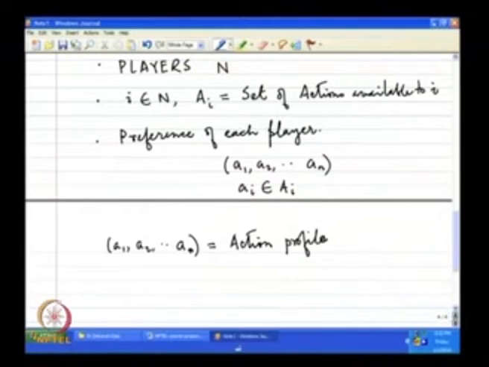Now, what we need to know is how the players are ranking these action profiles. There will be plenty of action profiles in any game. The players will be required to tell us, or it should be known to us if we want to analyze the game, which action profile is preferred by a particular player over other action profiles, how he ranks these action profiles.